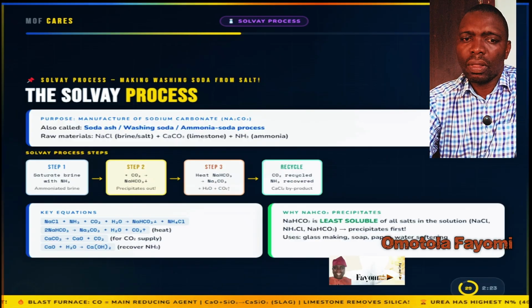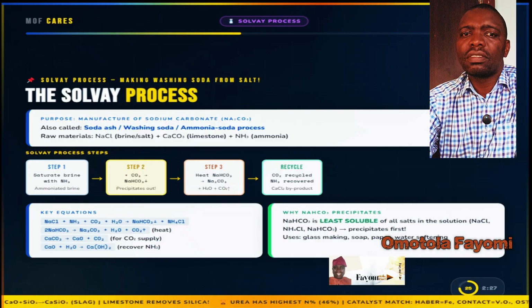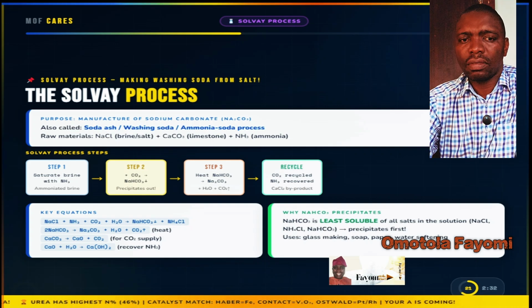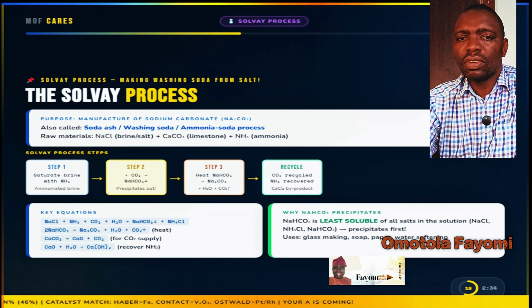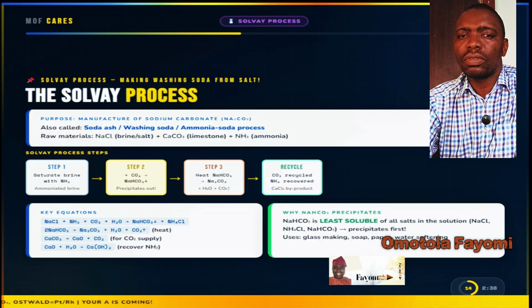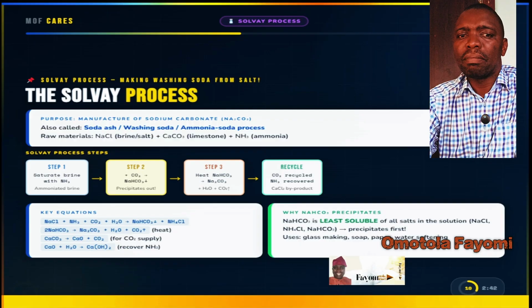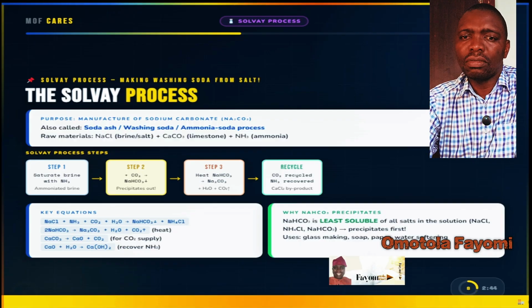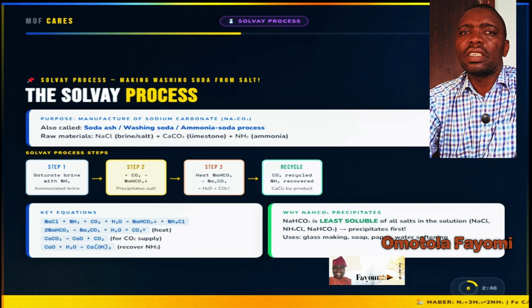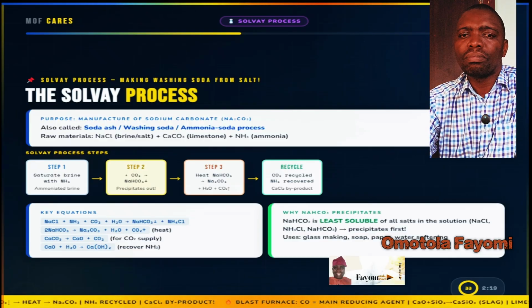stays in solution. Step 3, the sodium hydrogen carbonate precipitate is filtered off and heated. Heating decomposes it: 2NaHCO3 gives Na2CO3 plus water vapor plus CO2. The CO2 is recycled back to step 2, minimizing waste. Step 4 is that the limestone is heated. Calcium carbonate gives CaO, calcium oxide, plus CO2, providing the carbon dioxide for step 2.